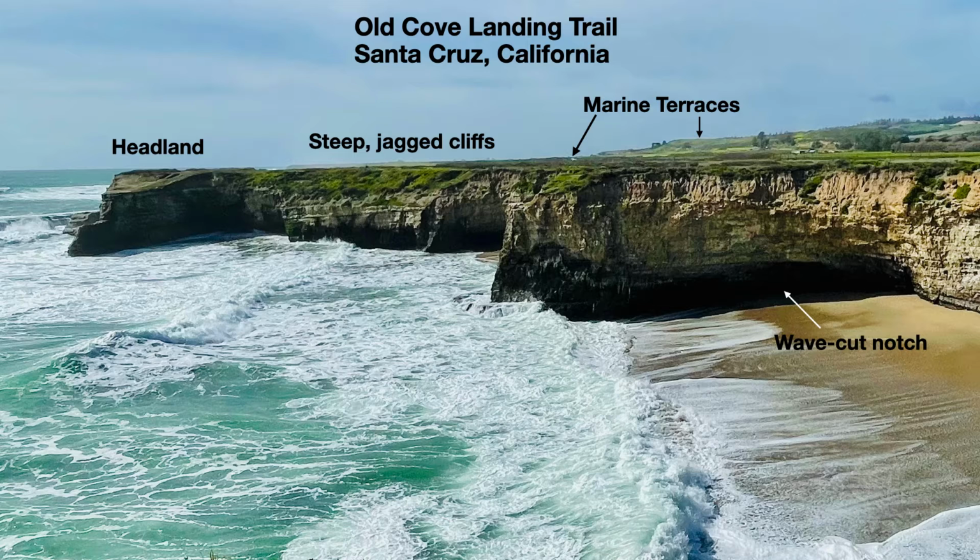This photo was taken from the Old Cove Landing Trail a few miles north of the city of Santa Cruz. Indicated are several landforms typical of this portion of the central California coast. To the left, jutting out into the ocean, is a headland. We also see steep, jagged cliffs, evidence of the erosional nature of this part of the coast. The level, stair-step features looking off in the distance are known as marine terraces. And next to the narrow beach, the cliff exhibits another erosional feature known as a wave-cut notch. We will examine all of these and other coastal features of the Santa Cruz coastline.